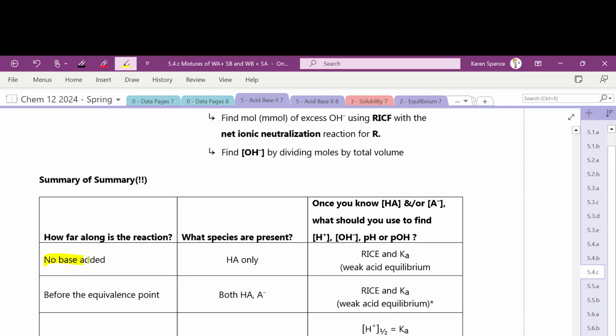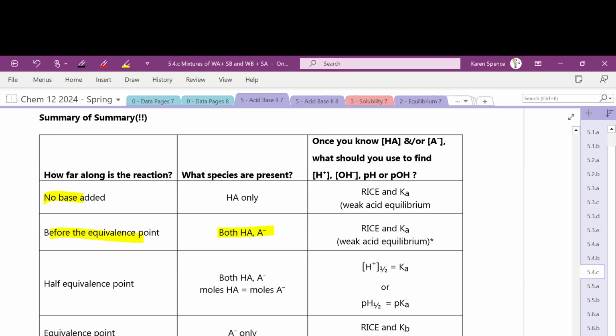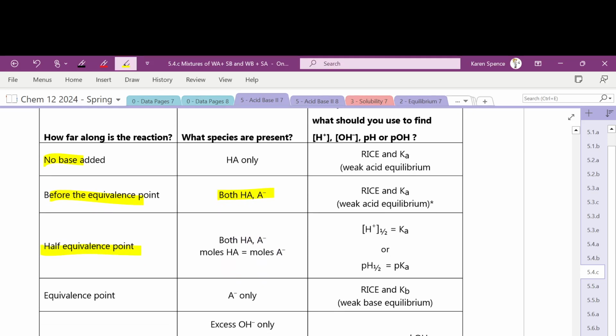If you've added no base, you have only HA, use RICE and Ka. If you are before the equivalence point, you have both HA and A minus, use RICE and Ka. At the half equivalence point, you have moles of HA equal moles of A minus, or you could say the concentration of HA is equal to the concentration of A minus. You could do RICE and Ka, it just takes a lot longer. You would use pH at half equals pKa, or H plus at half equals Ka.